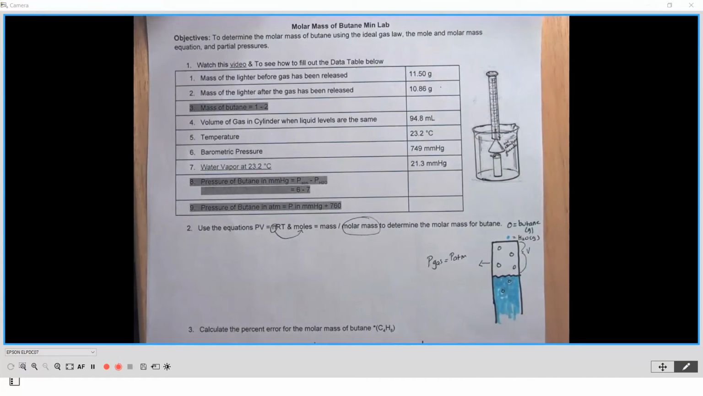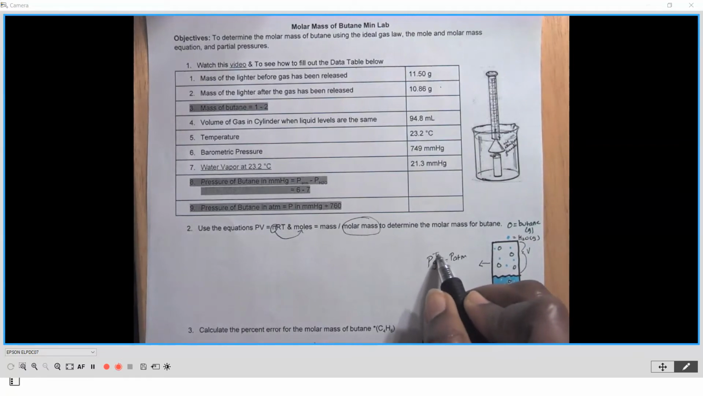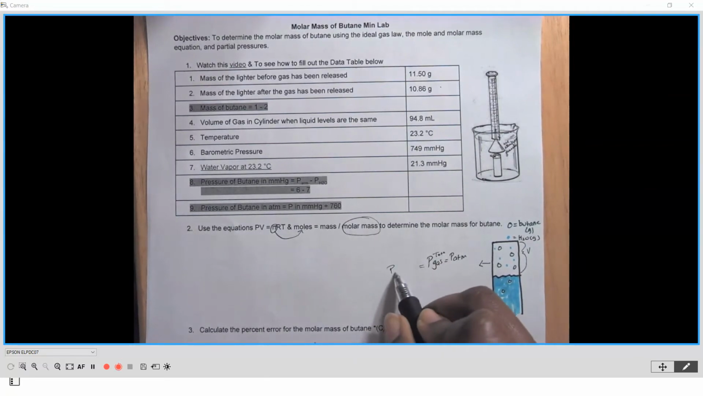But the thing to remember is that there's more than one gas in here. You have the butane, but since it's over a layer of liquid water, some of that liquid water will evaporate. And so you have water vapor in here as well. So that means that the pressure of the water vapor and the butane is equal to the atmospheric pressure. So this is P total, which is equal to the P of the H2O plus the P of the butane. This is allowing you to practice partial pressures.